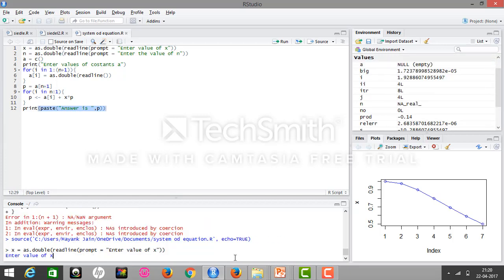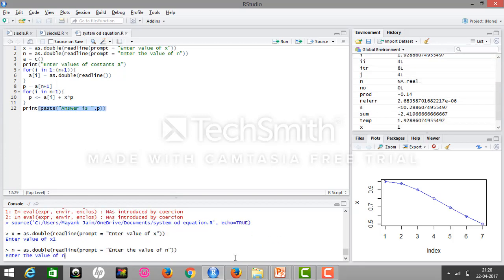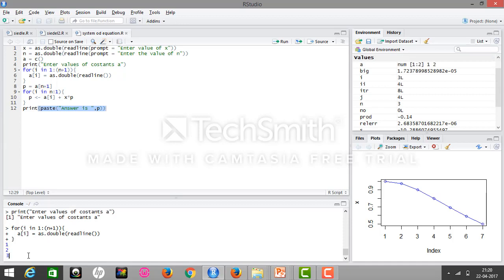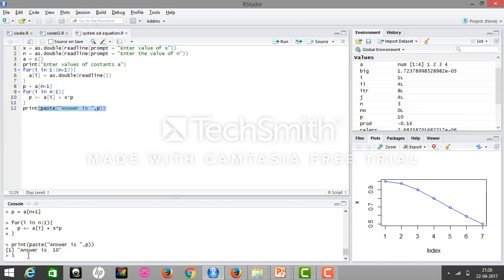So for this program, let x be 1 and n, I think let it be 3. Then we have to give the constants, let it be 1, 2, 3, 4, 5. Then the answer is 10.